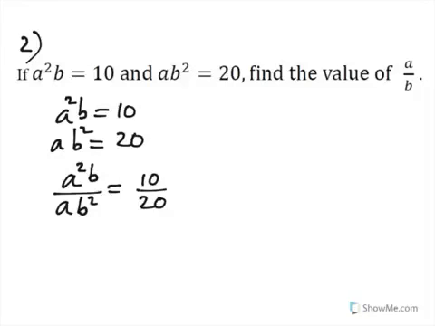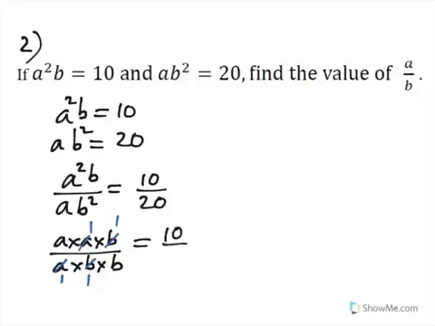Now you can see the numerator on the left-hand side is a times a times b, and the denominator is a times b times b. So hopefully now you can see what I was talking about, more a's at the top. That a will cancel with this one, and that b will cancel with this one, and we put that equal to 10/20. To leave us in the numerator a times 1 times 1, which is a, and in the denominator 1 times b, which is b, equals 10/20. And it's a half. 10/20 is a half.